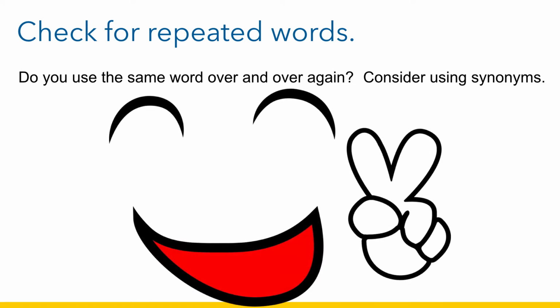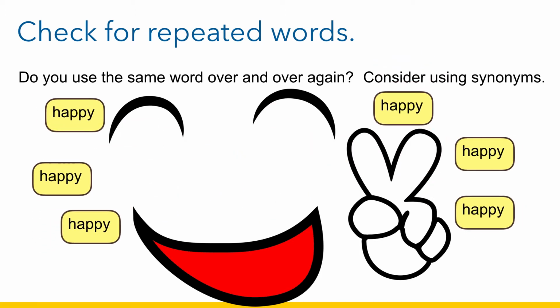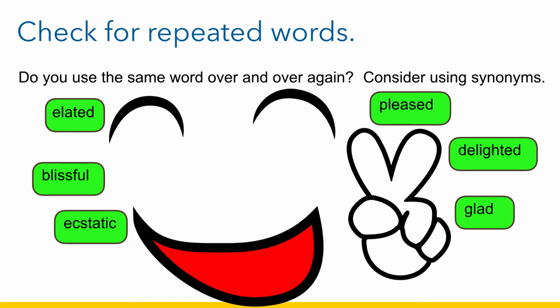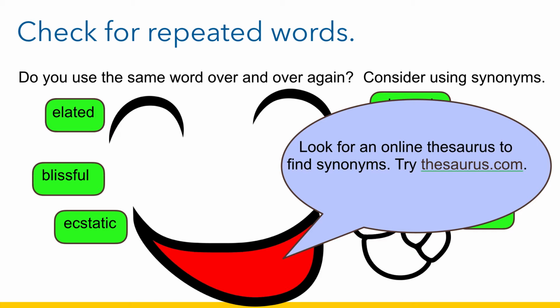For example, imagine you wrote about an experience in which you were happy. Maybe you used the word happy a lot. But there are other ways to express happy. For example, all of these words have a similar meaning to the word happy. They are synonyms. Elated, blissful, ecstatic, pleased, delighted, glad. Where can you find synonyms? That's easy. Look for an online thesaurus. Try thesaurus.com.